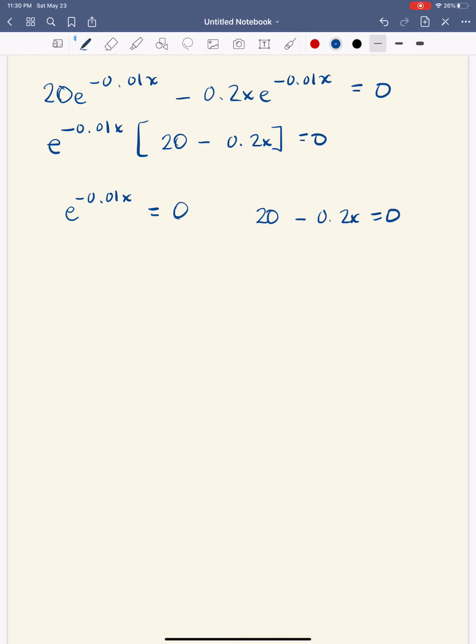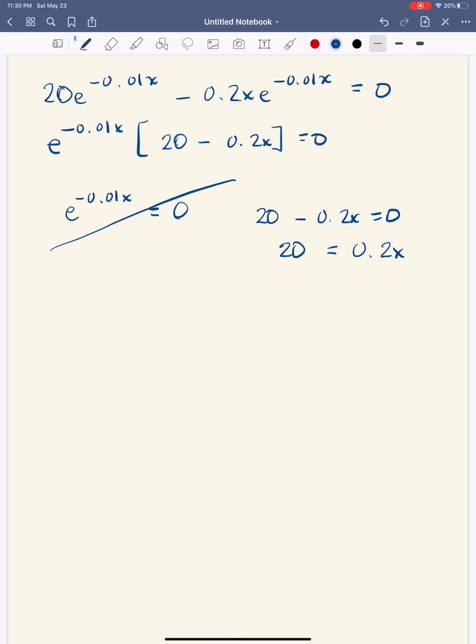And one thing to realize here is that you have an exponential, and an exponential function can never be equal to 0. Plug in anything you want to in the exponent. You're never going to get 0, so this is impossible. But luckily, the right-hand equation is pretty easy to solve. It's just a linear equation.